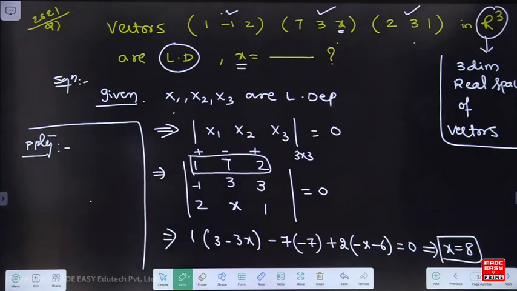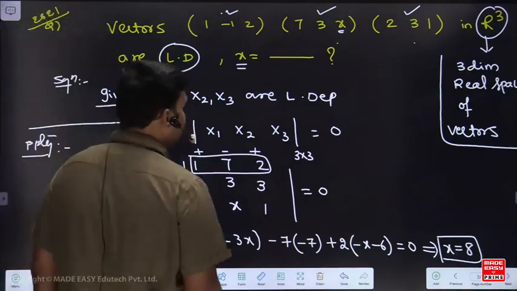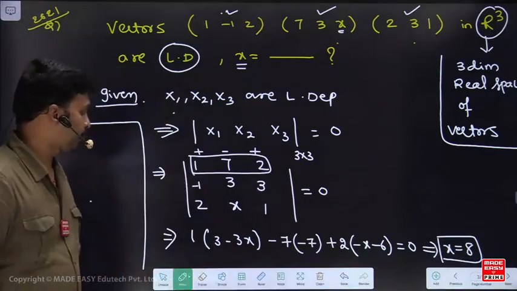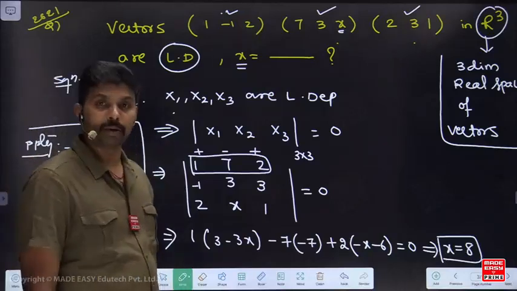Okay, so let's go row wise. Yes, you can go for it row wise also. No issue. You'll get the same answer. Right.